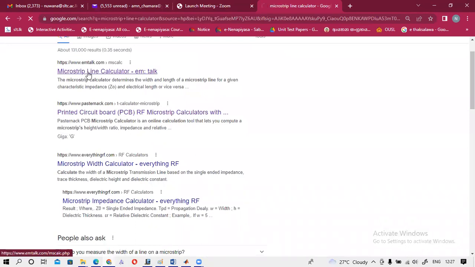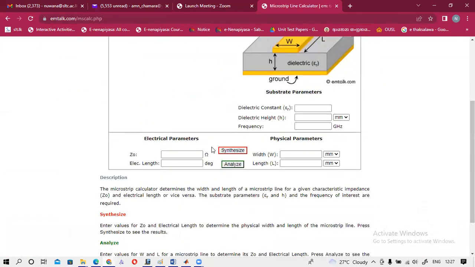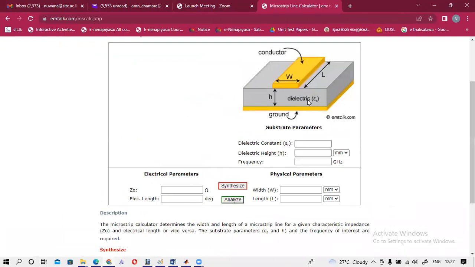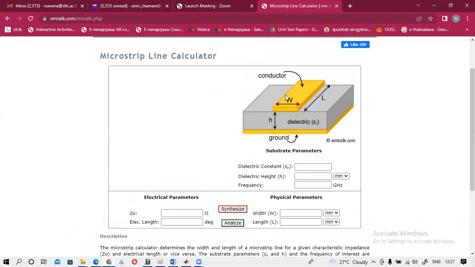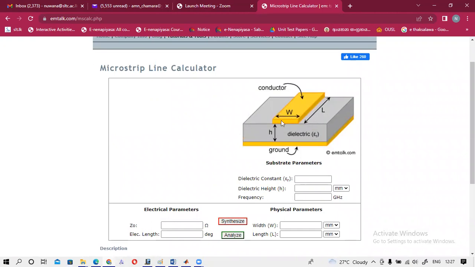For example, this may be one. Here you can see that this is a microstrip line, and there is a very little thickness on this copper layer also, in the micro level. But for the design, we need not consider that thickness. You can use that synthesis formula to calculate the width.